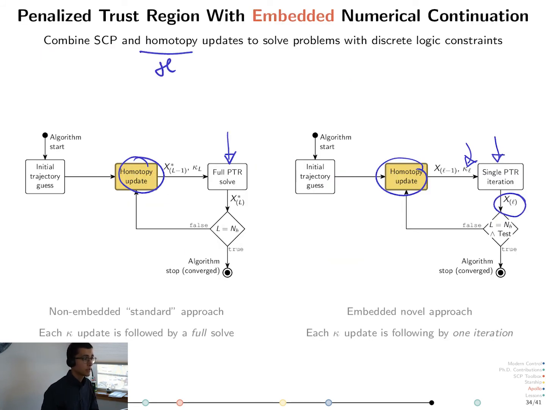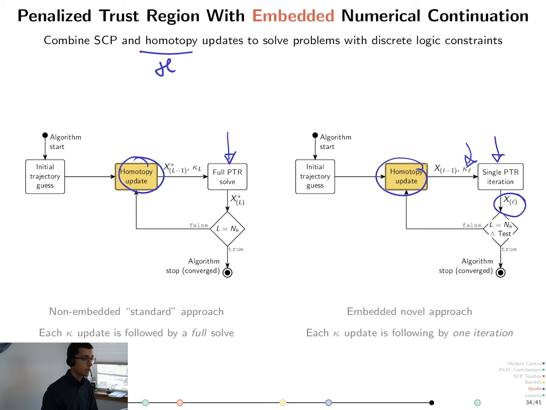So now that we know how to smooth things, how do we use that in a penalized trust region method or a sequential convex programming method? What we do is what's called numerical continuation, whose goal is basically to update this kappa term from a small value to very large values until your discrete logic approximations become exact. It's an iterative process, which traditionally would look like something on the left.